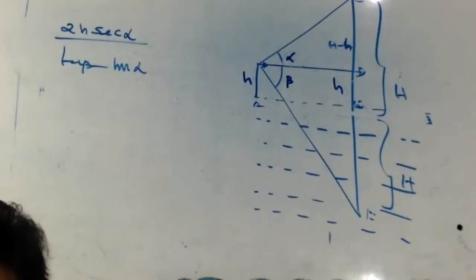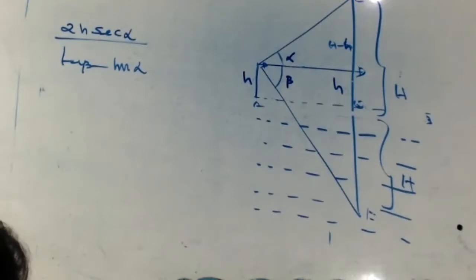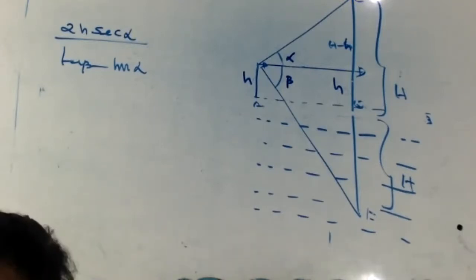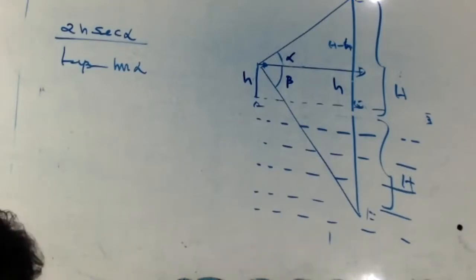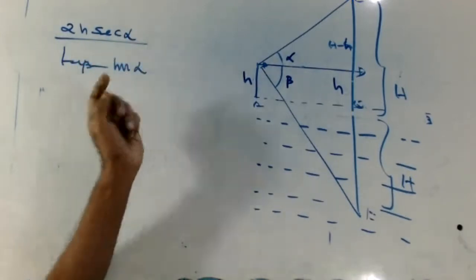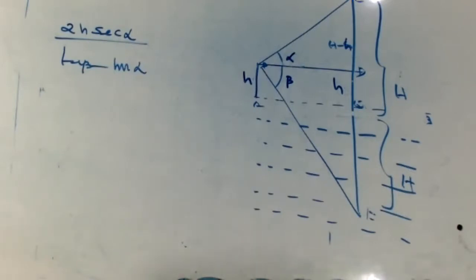Do you want the question again, Roshan? The previous question, he copied the same until beta, the angle of depression of the reflection in the lake is beta. After that, prove that the distance of the cloud from the point of observation is 2h sec alpha by tan beta minus tan alpha. Okay, try now.